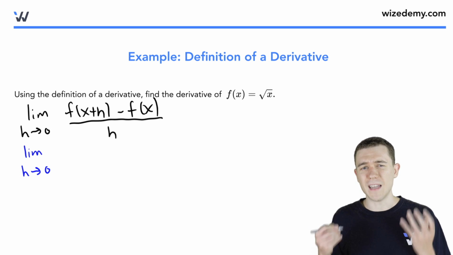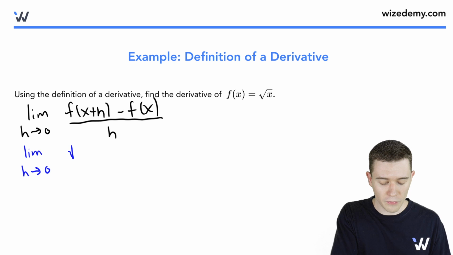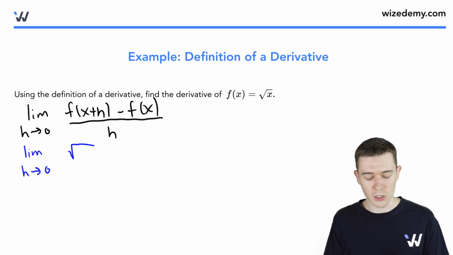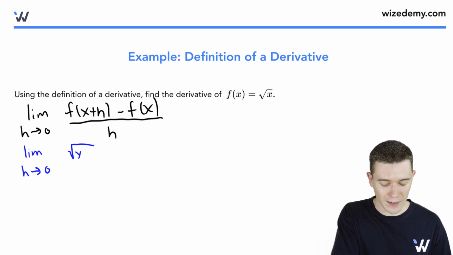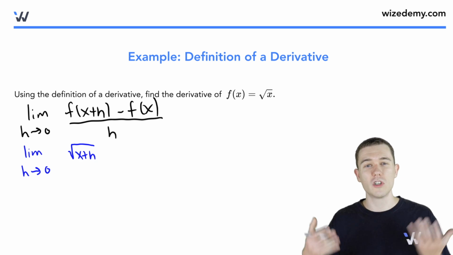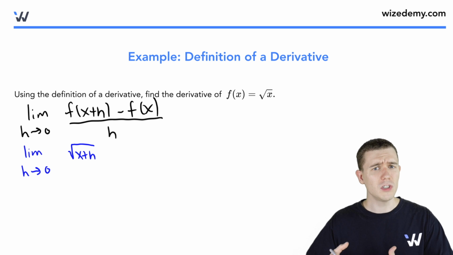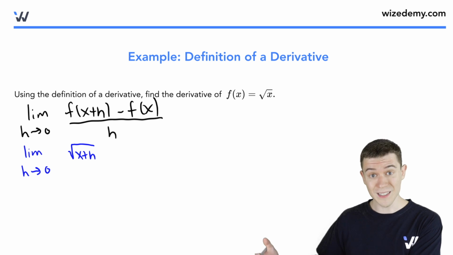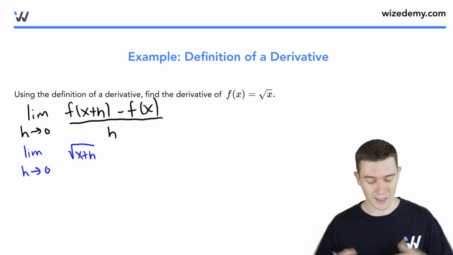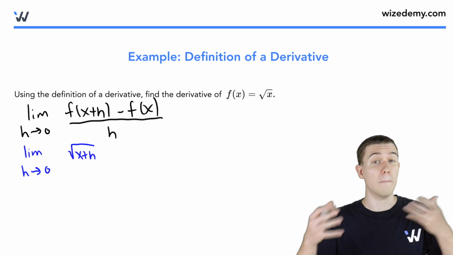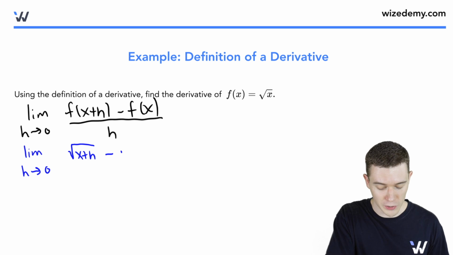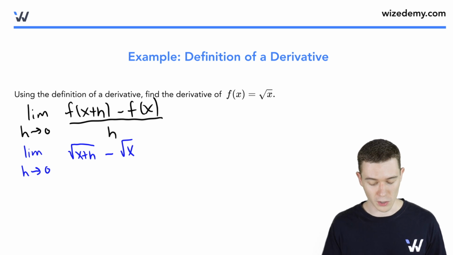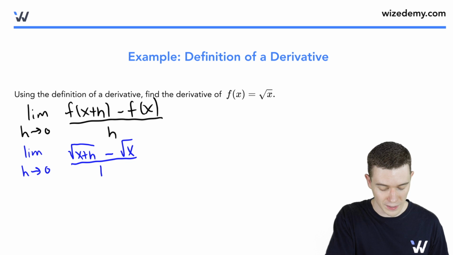F of x plus h, well, that's our function, the square root function, but it's not just evaluated at x, it's evaluated at x plus h. Notice the function composition here. Don't just say the square root of x plus h. That would be a common mistake. It's x plus h composed inside. Then we subtract original f of x, which is the square root function.